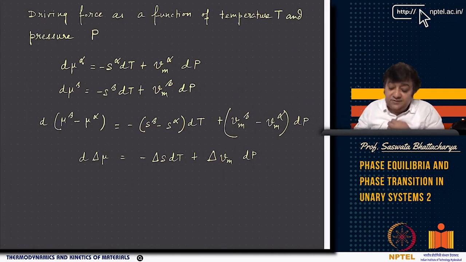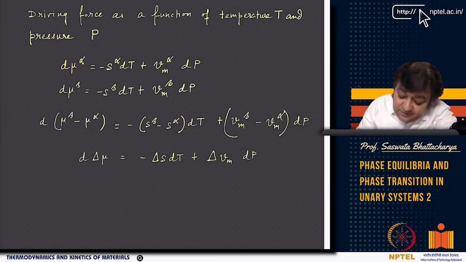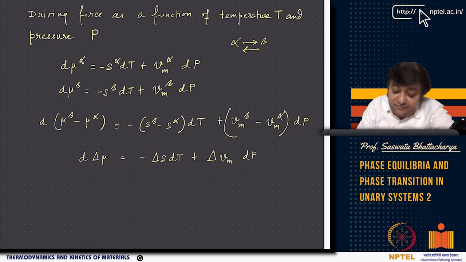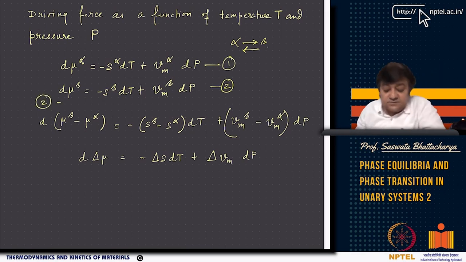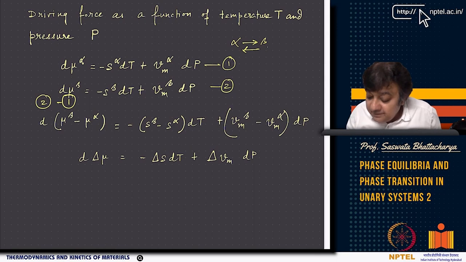Now, if we think of the driving force as a function of temperature and pressure, then if you look at d mu alpha, again you are looking at the transformation from alpha to beta or beta to alpha. So d mu alpha is minus S alpha dT plus Vm alpha dP, and d mu beta is minus S beta dT plus Vm beta dP. Then you can write d of (mu beta minus mu alpha). So this is your equation 2 and this is equation 1, and then what you are doing is 2 minus 1. So you get d(mu beta minus mu alpha) equals minus (S beta minus S alpha) dT plus (Vm beta minus Vm alpha) dP.